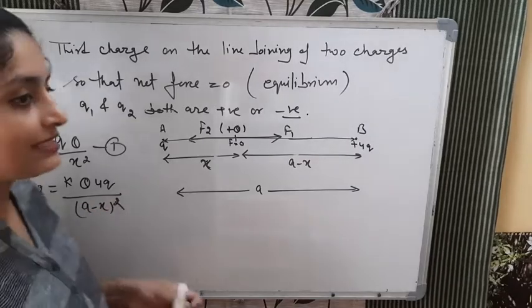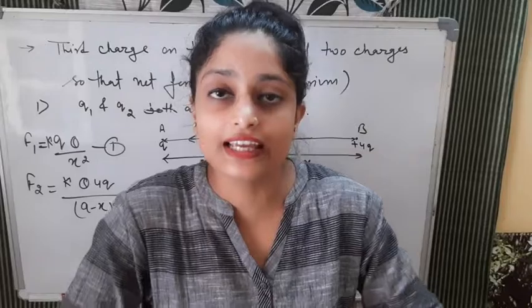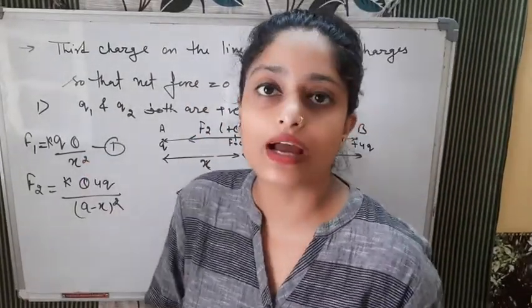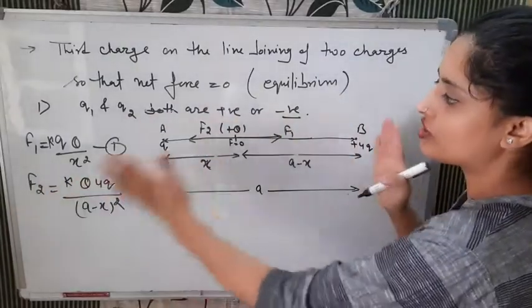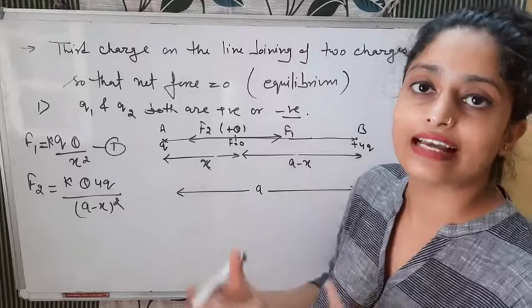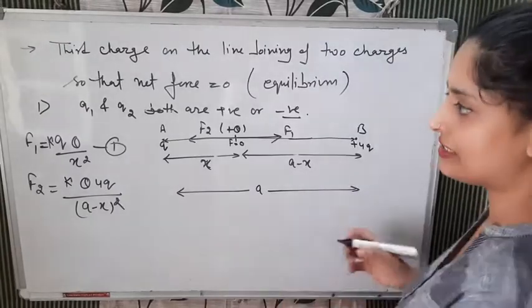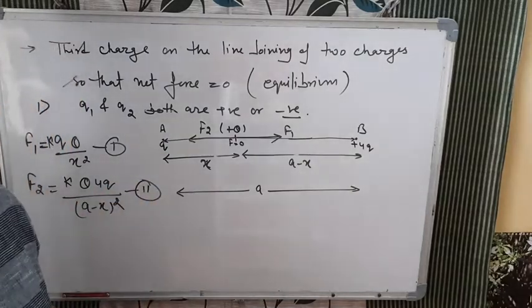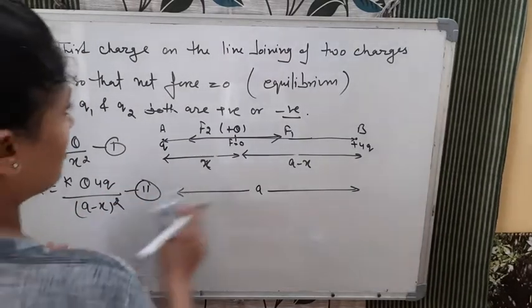Now see, the question is that the third charge we are putting in such a way that the net force on it is zero. Net force zero means this F1 should be equal to F2, because they are in opposite direction. So magnitudes should be equal such that they will cancel each other and net force will become what? Zero. So what will we do? Put equation 1 and 2 equal to each other. And when we are putting them equal, what will be the result?